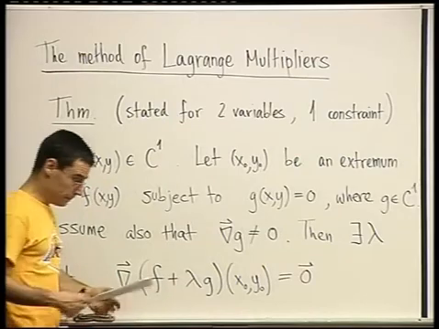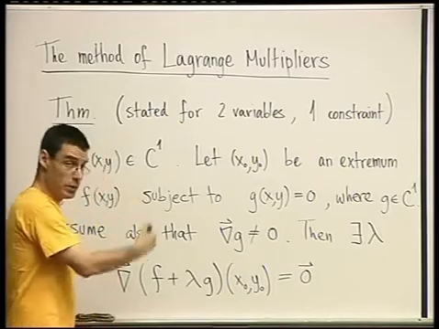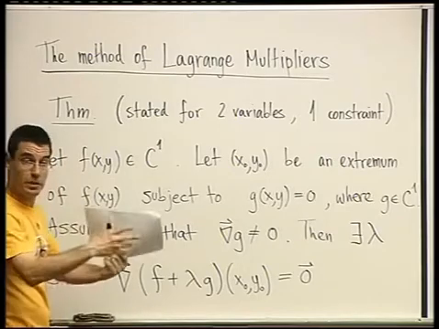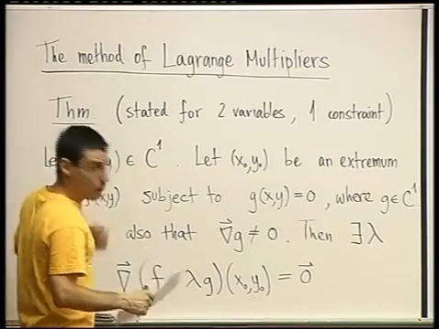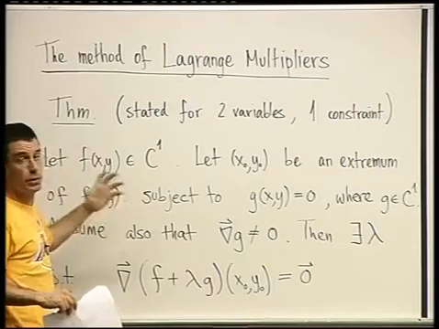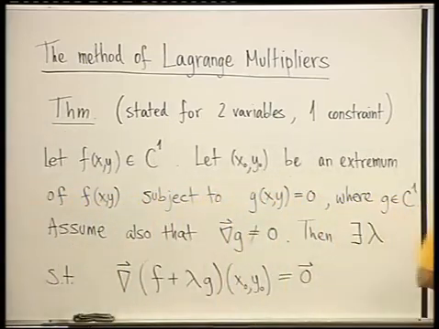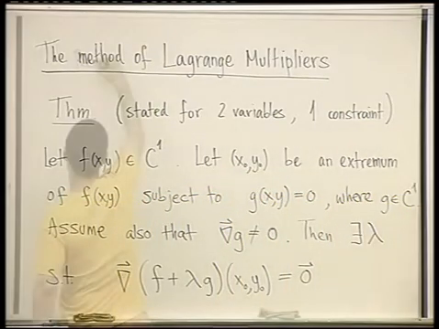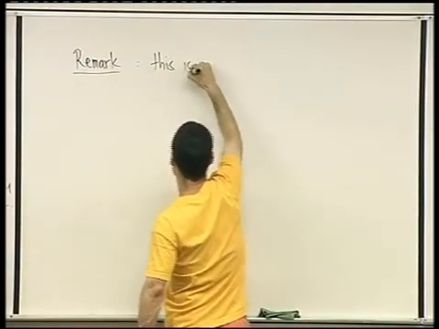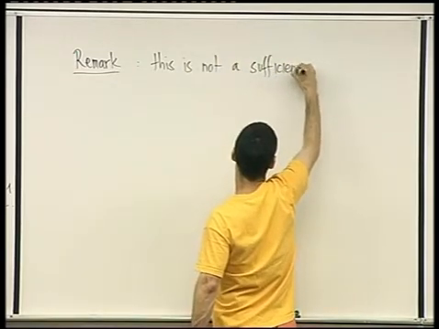Okay? So before we do an example, I want to write how we use the theorem. So instead of writing it in theorem form, write it kind of in a recipe form. How do we use it? And then I want to show the reason why it's true, the geometry. There's very nice, simple geometry behind this, and I want to show that, and then we'll do an example. So first of all, remark, this is not a sufficient condition, only a necessary condition.